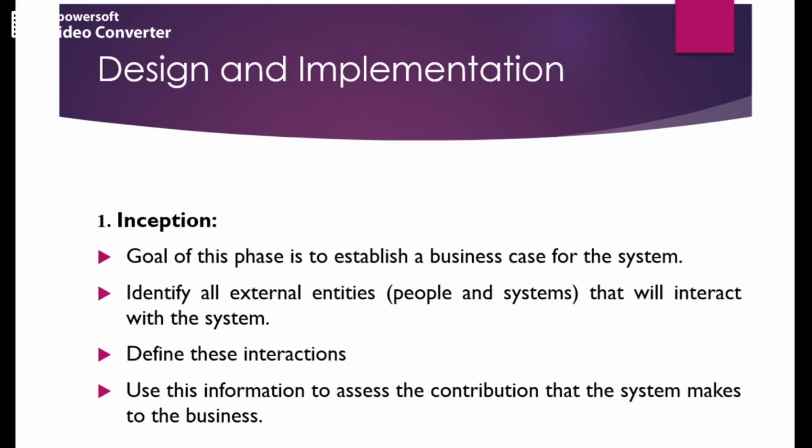First you try to identify all the external entities, that is people and systems that will interact with the system, and define those interactions. Now use this information to assess the contribution that the system makes to the business. So whatever you have identified, the external entities and their interactions, all this information is used to assess the contribution that the system will make for the business.